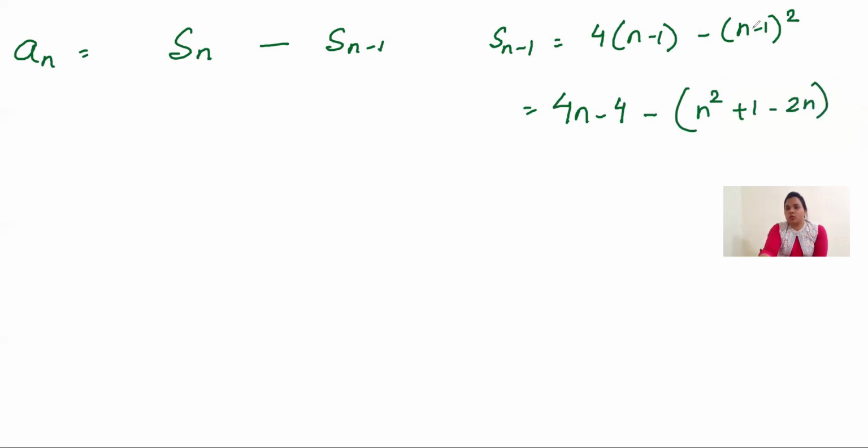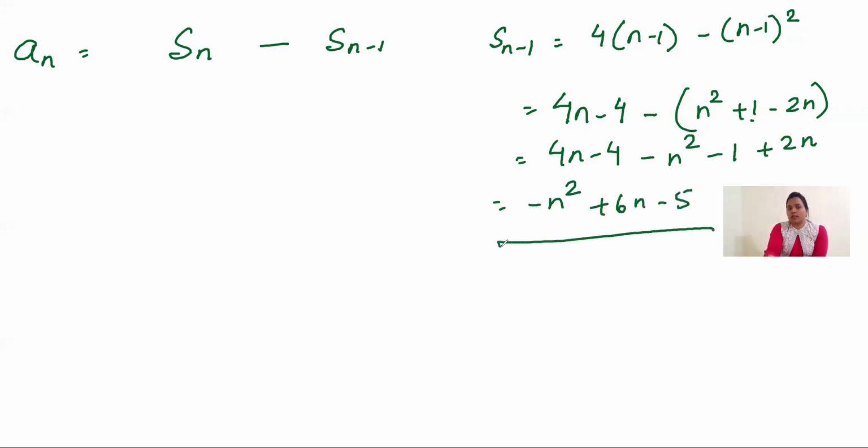This was a minus b whole square. So I split it into a square plus b square minus 2ab. This will be 4n minus 4 minus n square minus 1 plus 2n. I can arrange this: minus n square plus 6n and minus 5. So this is our Sn minus 1.